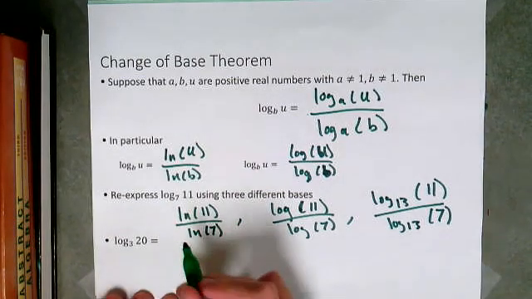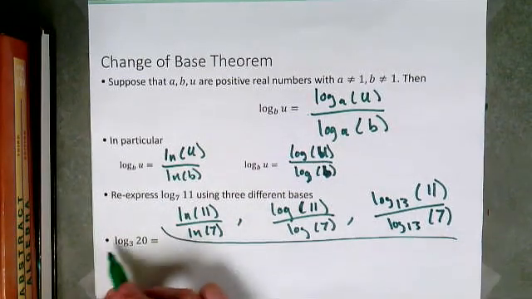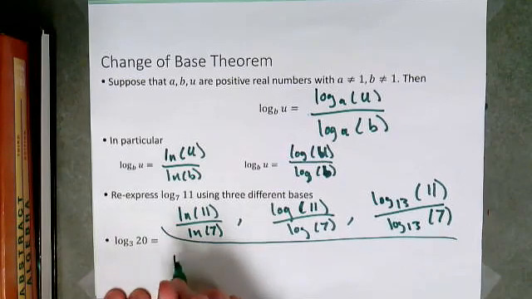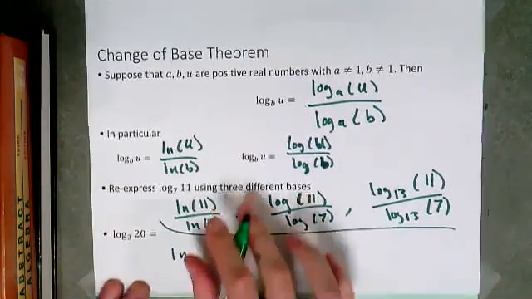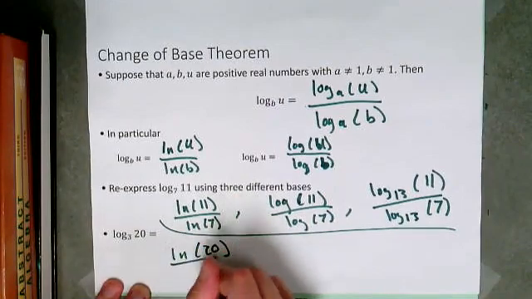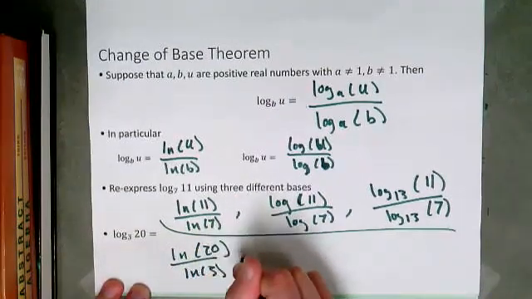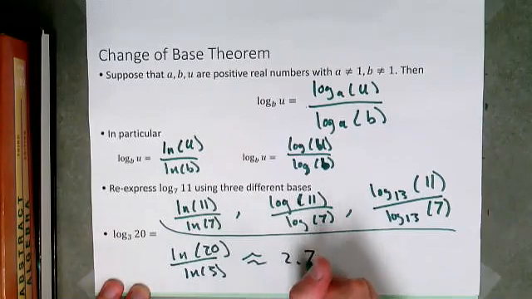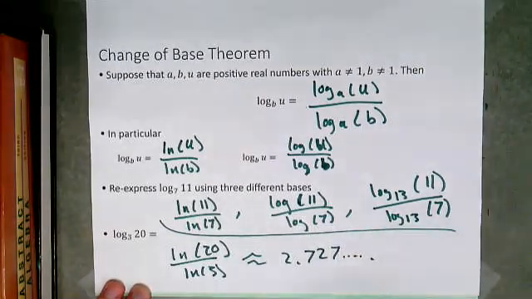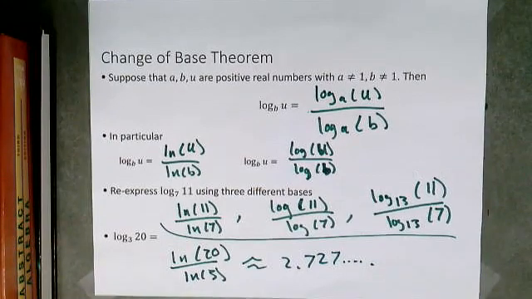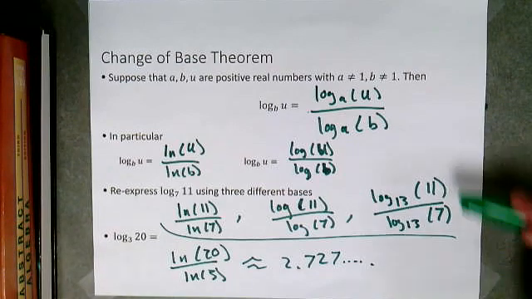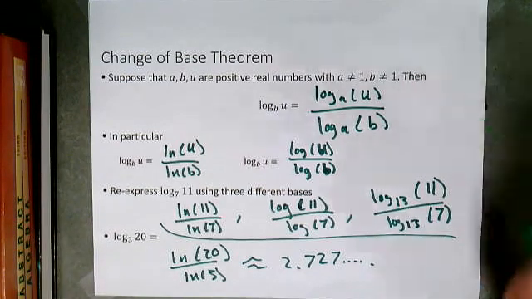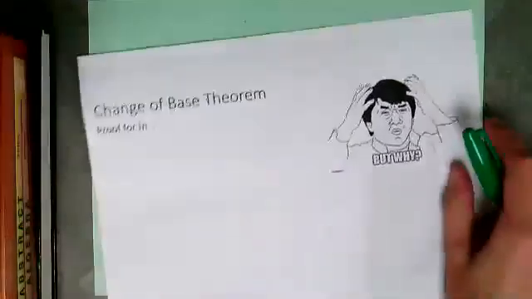So this guy, log base 3 of 20, that is equal to, if we change it to natural log, something that we have on our calculators and stuff, it becomes natural log of 20 over natural log of 3, which is approximately 2.727 stuff after that, right? So change of base theorem is very important, and it's kind of interesting how and why it works. This does look a little weird, right? But let's show how we get that.